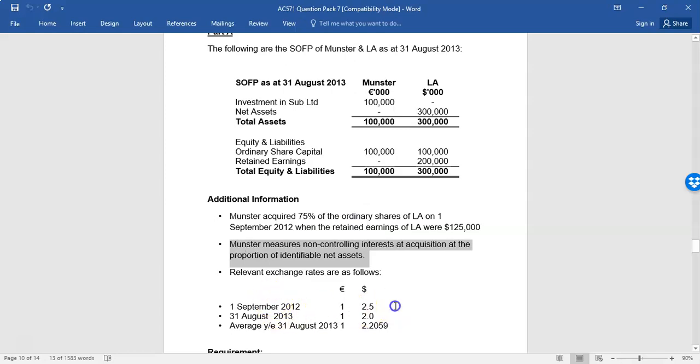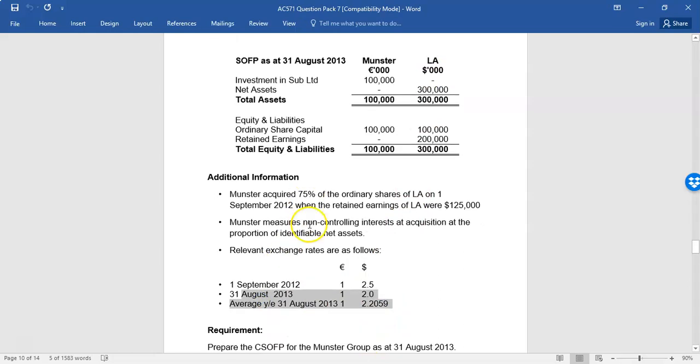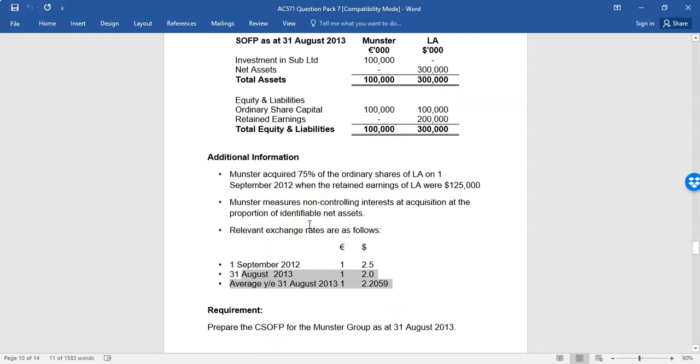And then you have exchange rates at the start of the year, which is the acquisition date. We call that the historical rate. At the end of the year, which is the financial reporting date, which we call the closing rate, and the average for the year, which is just the average rate. And you're asked to prepare this consolidated statement of financial position.